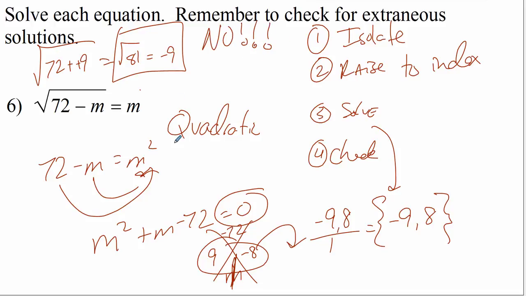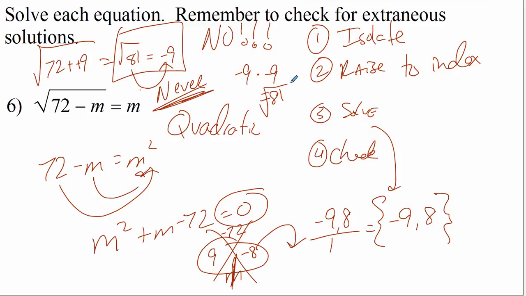Why does it not work? Because anytime I take a square root, I'll never be able to get a negative number. Never going to happen. I can't take a square root and get a negative because negative 9 times negative 9 equals 81. So a number times itself gives me the positive value.